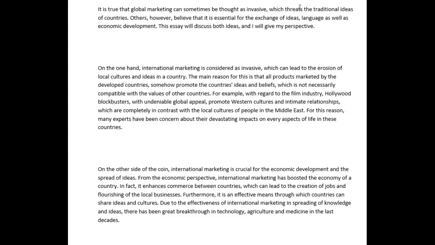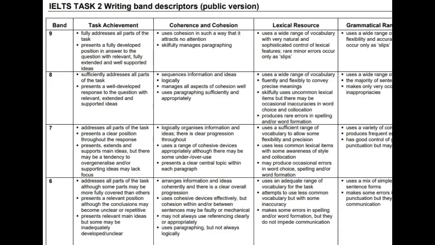So, yes, but there's something missing here. Remember that the essay has asked you to discuss both views and give your opinion. So I want to show you something. This is the public version of the band descriptors for Task 2, and what I want to point your attention to is task achievement. Band 7. Look at the second bullet here.